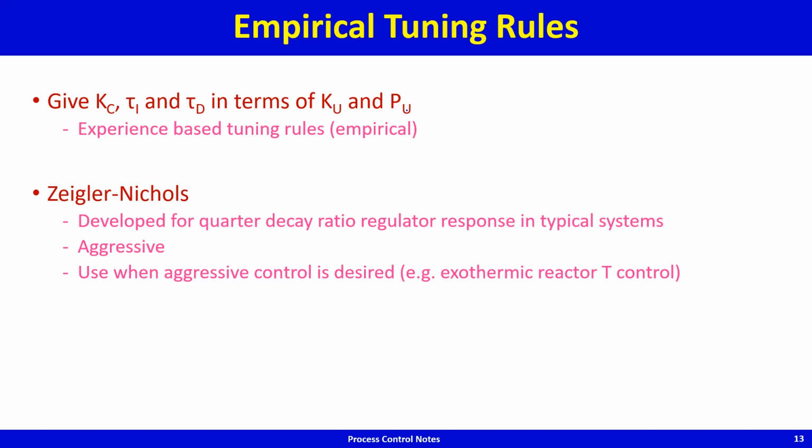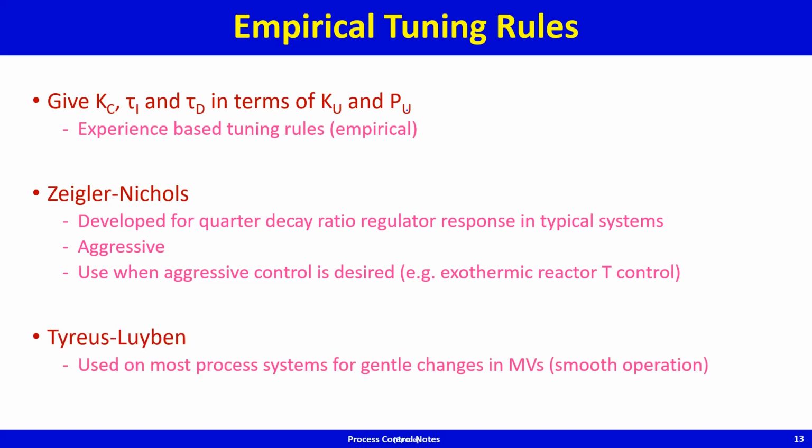But in chemical processes, we want gentle, tender, loving kind of manipulation. We don't want extremely harsh manipulations, because that can damage the equipment, that can create unsafe situations. Anyway, we are dealing with hazardous substances. So tender, loving care kind of control is what we want, and for that there's the Tyreus-Luyben tuning rule. It is used on most process systems for gentle changes in the manipulated variables that facilitates smooth operations, not too many bumps, a non-bumpy ride.